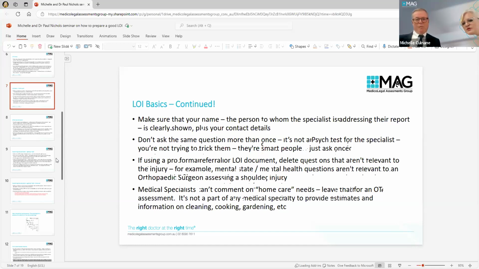It's almost like people are trying to get 2 reports for the price of one, but it's out of respect for the specialist. You're asking for their expertise in their specialty. They can't comment on matters that are outside of their medical specialty. One thing I normally say is, when you're doing your LOI, if there's more than 6 questions, you need to have a good look at whether those 10 questions are really necessary.